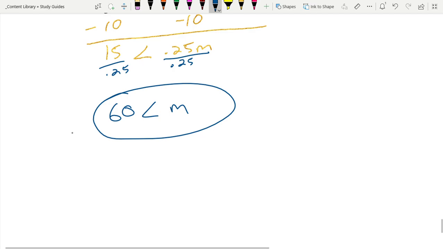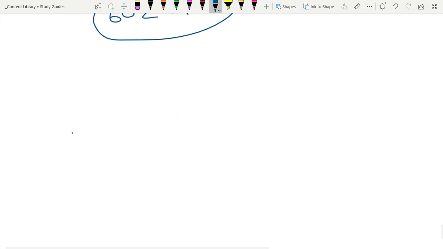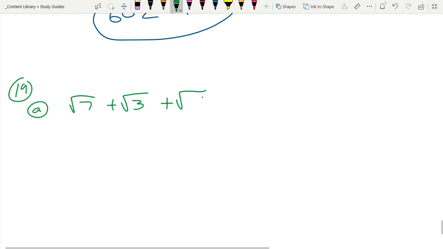All right, and finally, we are done with the inequalities part. Now we're going to move into the radicals part. So 19a says take the square root of 7 plus the square root of 3 plus the square root of 98 minus the square root of 18. You can't do this. This would just be like me asking you to do x plus y plus w minus z. They're all completely different.